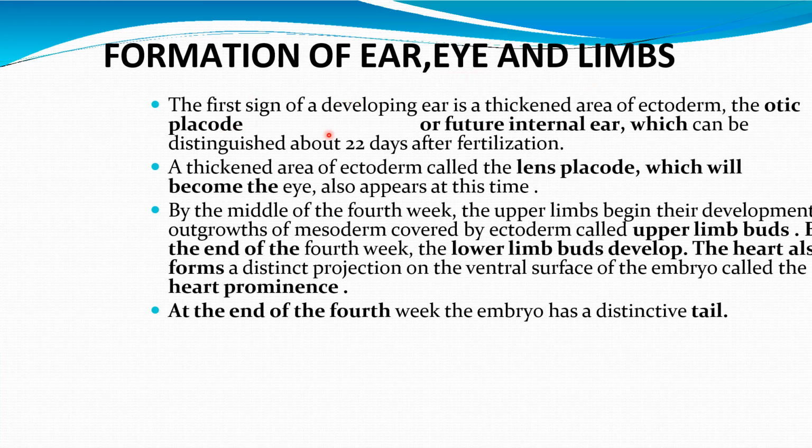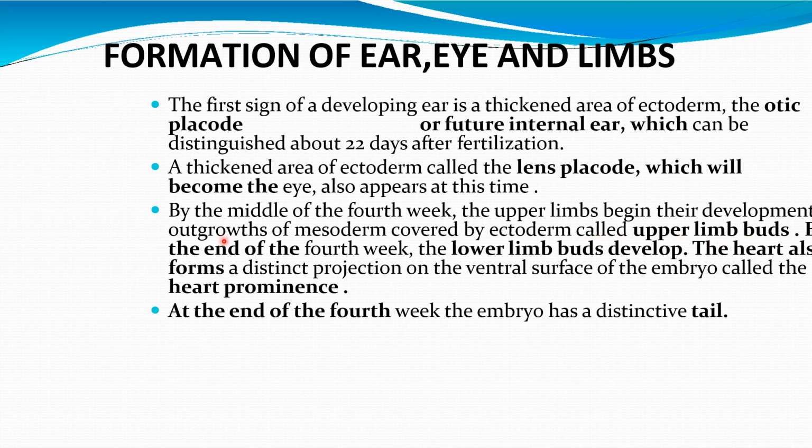So the first sign of a developing ear is a thickened area of ectoderm. We have the otic placode, or the future inner ear, which can be distinguished about 22 days after fertilization. Then a thickened area of the ectoderm called the lens placode, which will become the eye, also appears at this time. Then by the middle of the 4th week, the upper limbs begin their development, as an outgrowth of the mesoderm covered by ectoderm called the upper limb buds.